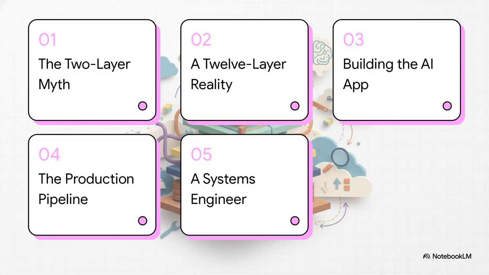So, here's our game plan. We're going to start by busting the common full stack myth. Then, we'll uncover what I'm calling the 12-layer reality. After that, we'll walk through building a real AI app, map out the entire production pipeline, and finally, talk about what it means to think like a true systems engineer.